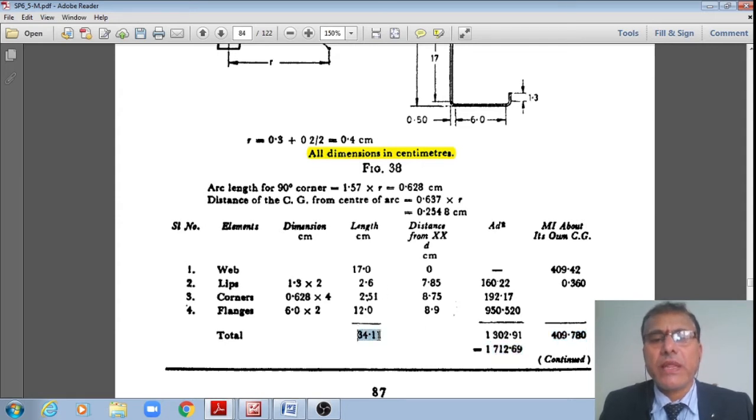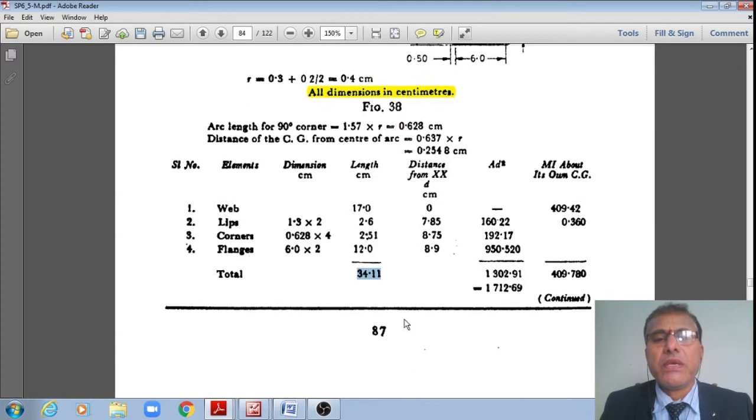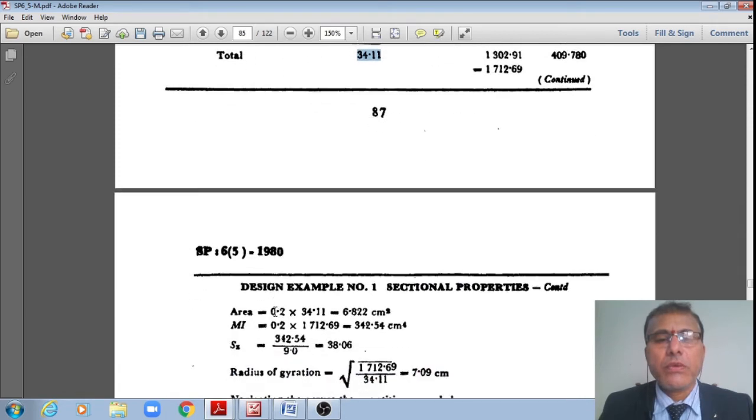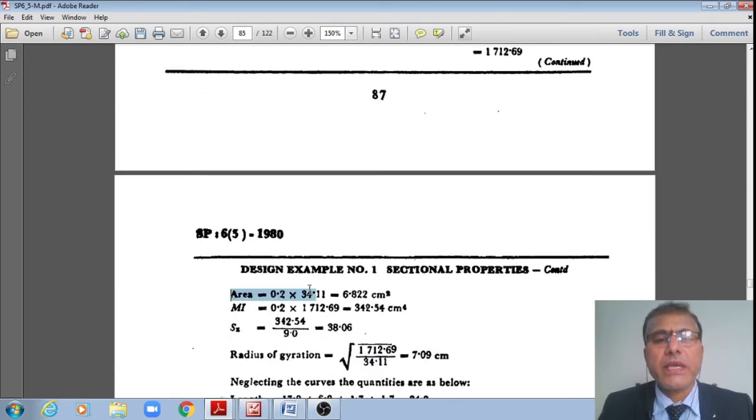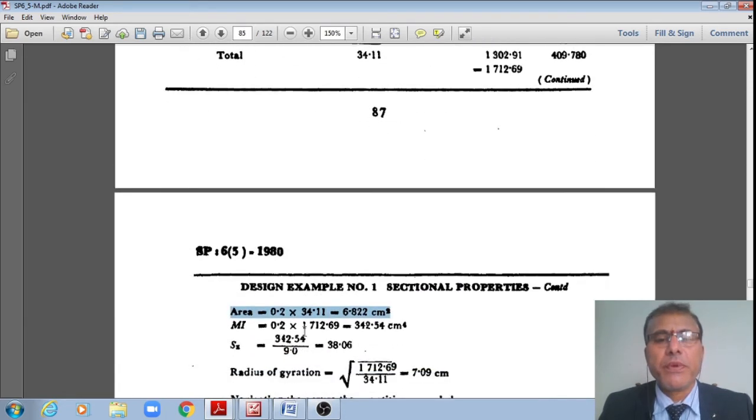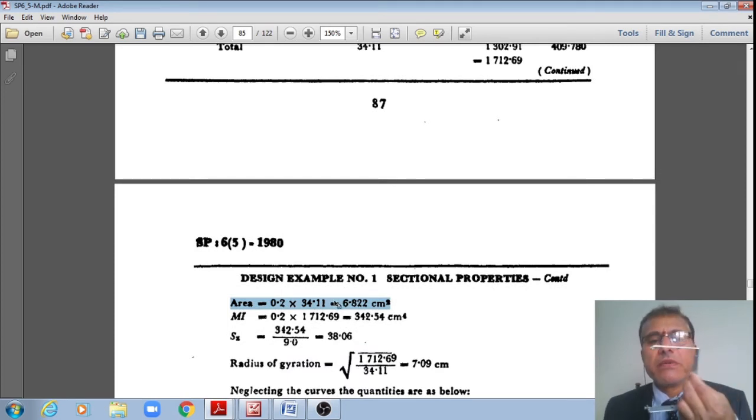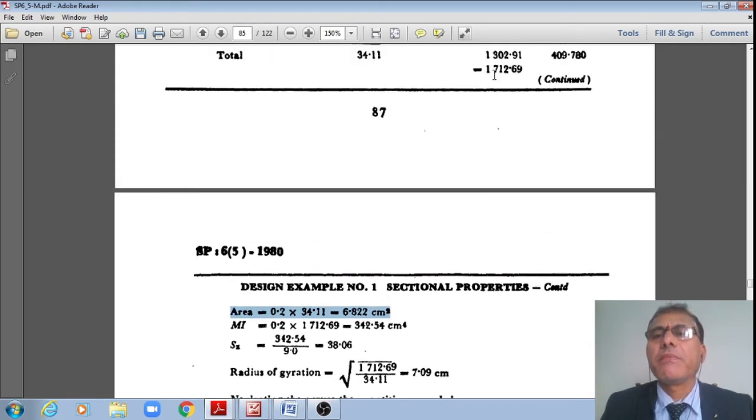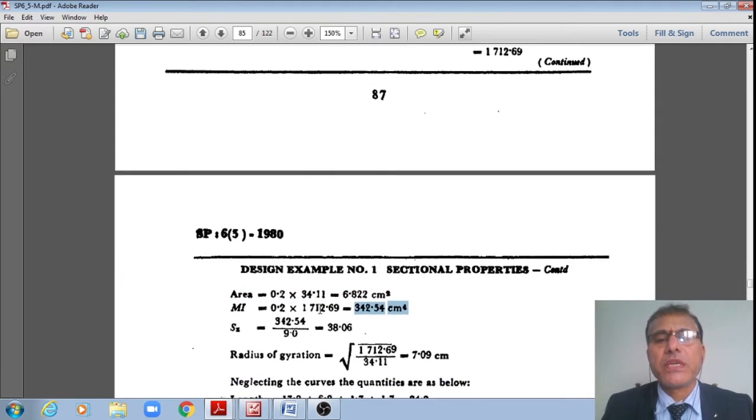And similarly, the total length is equal to 34.11 centimeter. Now, however, this needs to be multiplied with the thickness so as to get the area. Hence, I am multiplying this 34.11 with the thickness of this element, 0.2 centimeter. Therefore, now we get 6.822 centimeter square, and the moment of inertia also is equal to 0.2 multiplied by 1712.69. It works out to say 342.54 centimeter to the power 4.